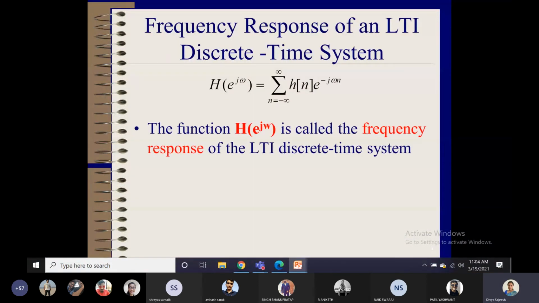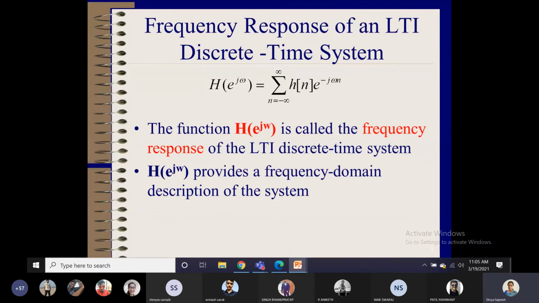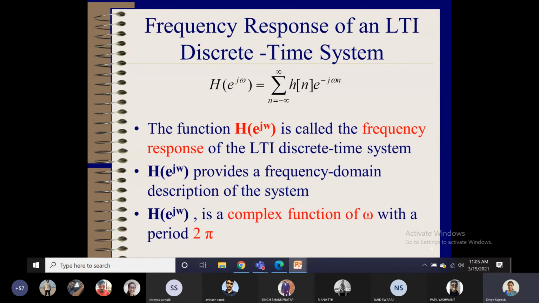So we found that in the transfer function obtained in the z plane, if I put z equal to e raised to j omega, I can obtain the frequency response. Frequency response is nothing but the summation of the impulse response of the system in the frequency domain. It gives the entire description of how the system will behave for different ranges of frequencies. It is a complex function of omega and it repeats after a period of 2 pi.